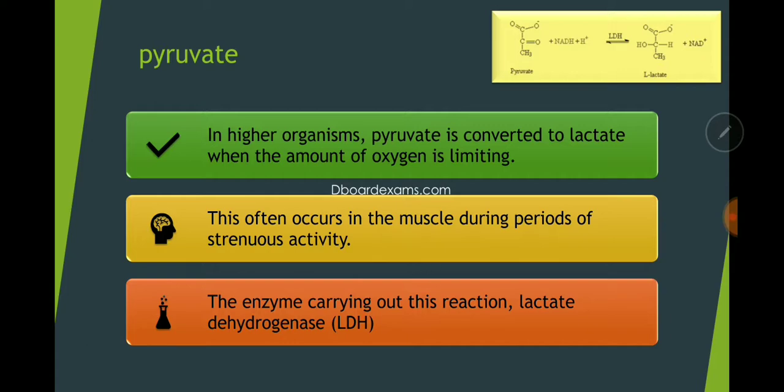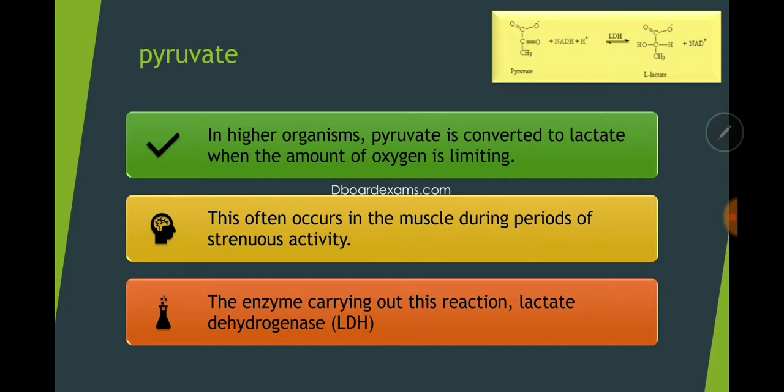We have discussed pyruvate a few minutes ago, and now you have to understand that in higher organisms, pyruvate is converted to lactate. In humans, if you are running and getting muscle cramps, you know that you are producing lactate. In higher organisms, pyruvate is converted to lactate when the amount of oxygen is limiting, meaning if you don't have enough oxygen, that's when you start producing lactic acid.